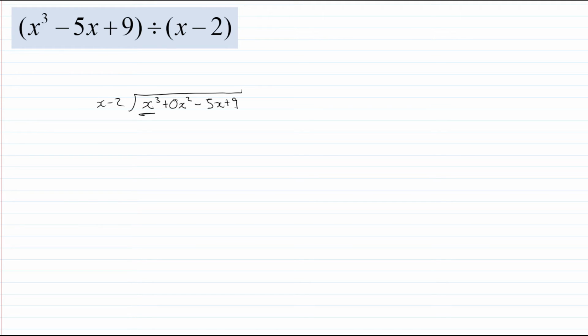So here we go. What is x cubed divided by x? Well, I'll write it out again here. X cubed divided by x. We can go 3 minus this exponent of 1, which is 2. So we have x squared. I'll write that here. We'll multiply that result by the whole divisor here. So we get x cubed minus 2x squared.